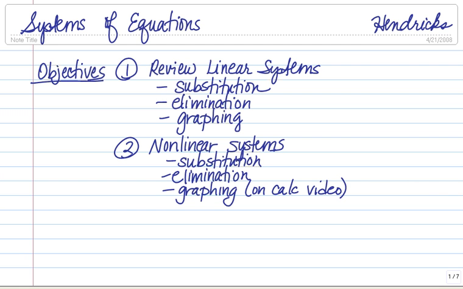Can you believe we are near the end of the semester? Only a few more topics to cover. Right now we're going to talk about systems of equations. Specifically, we're going to review linear systems and talk about nonlinear systems.